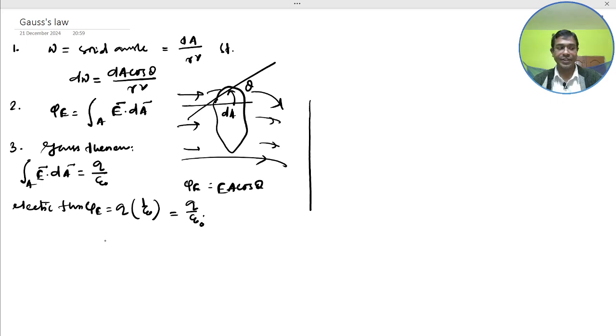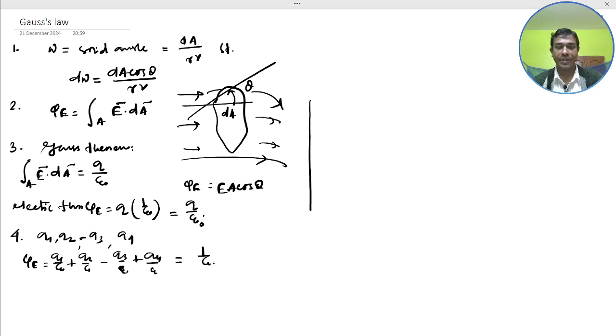Suppose a closed surface area A contains charges Q1, Q2, minus Q3 and Q4. So the total flux phi E is equal to Q1 by epsilon naught plus Q2 by epsilon naught minus Q3 by epsilon naught plus Q4 by epsilon naught, which is equal to 1 by epsilon naught times the sum over Q.